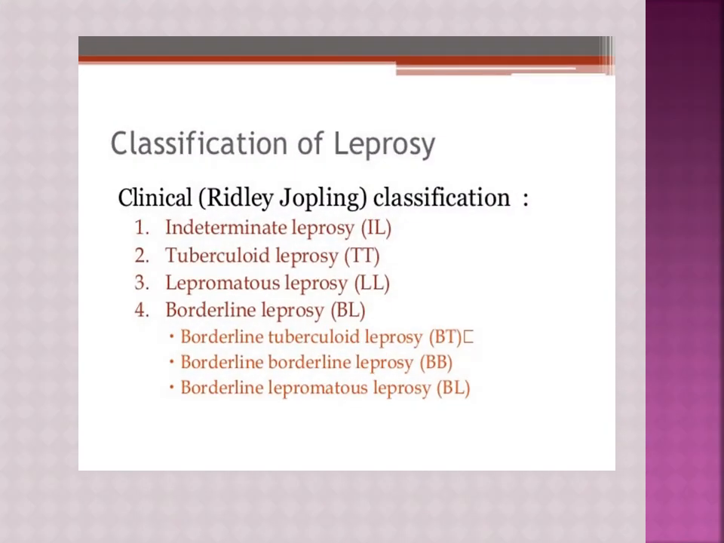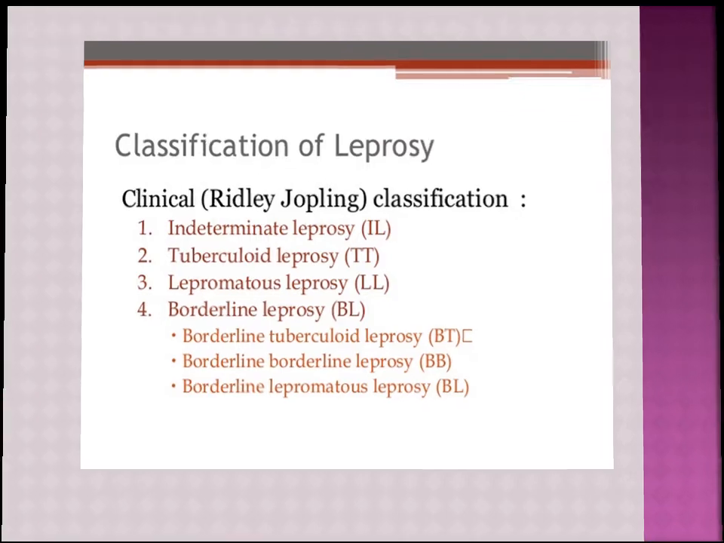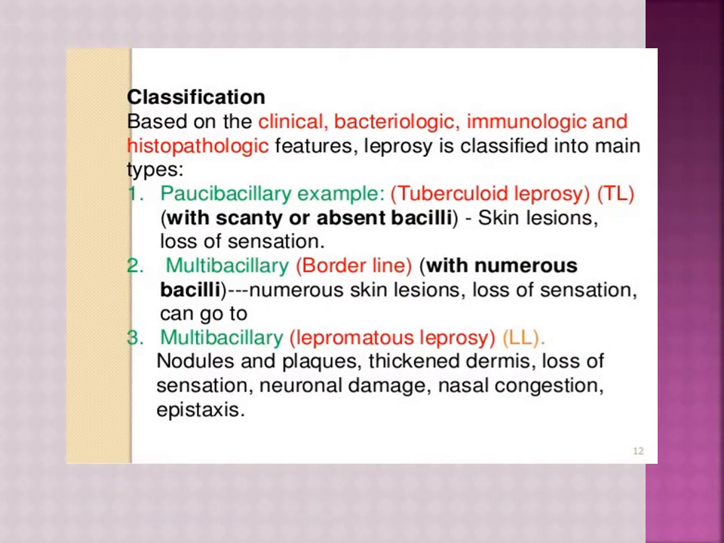You can classify leprosy into different types: indeterminate leprosy, tuberculoid leprosy, lepromatous leprosy, and borderline leprosy, that is borderline tuberculoid, borderline, and borderline lepromatous leprosy. You can remember these types, but broadly it is not necessary.